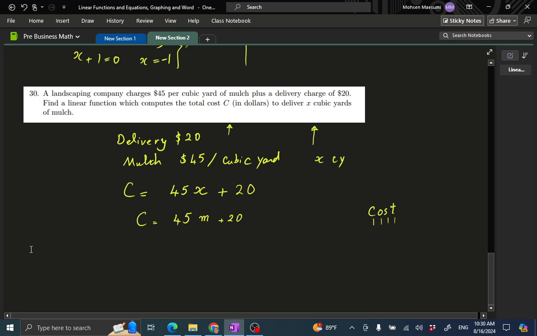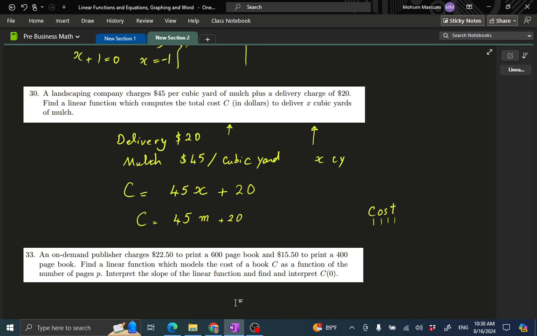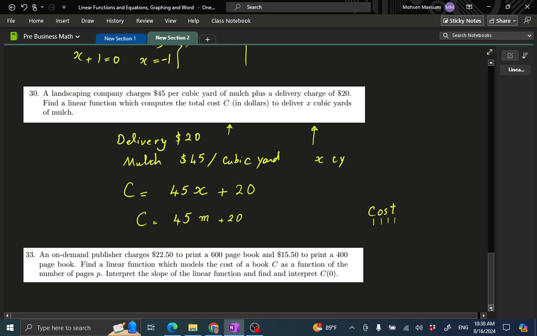Okay, I'm going to put one more problem here for conclusion. Let's see if this works. Yes. Okay. An on-demand publisher charges $22.50 to print a 600-page book and $15.50 to print a 400-page book. Find a linear function which models the cost of a book C as a function of number of pages P. Interpret the slope of the linear function and interpret C of 0. Let's see, what does that mean? So this is another practice on linear equation, slightly different format.